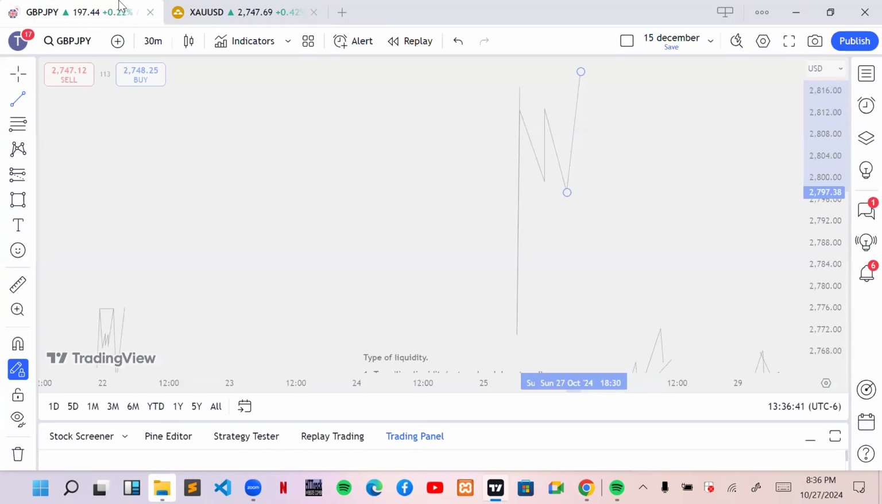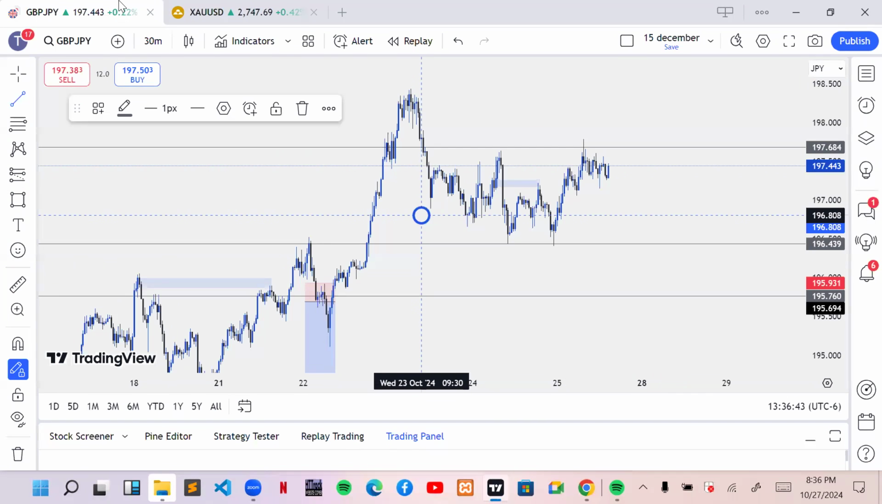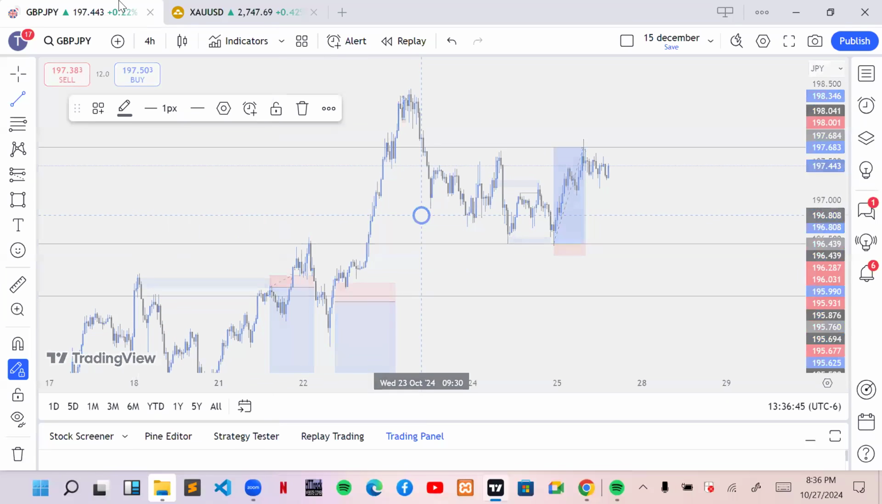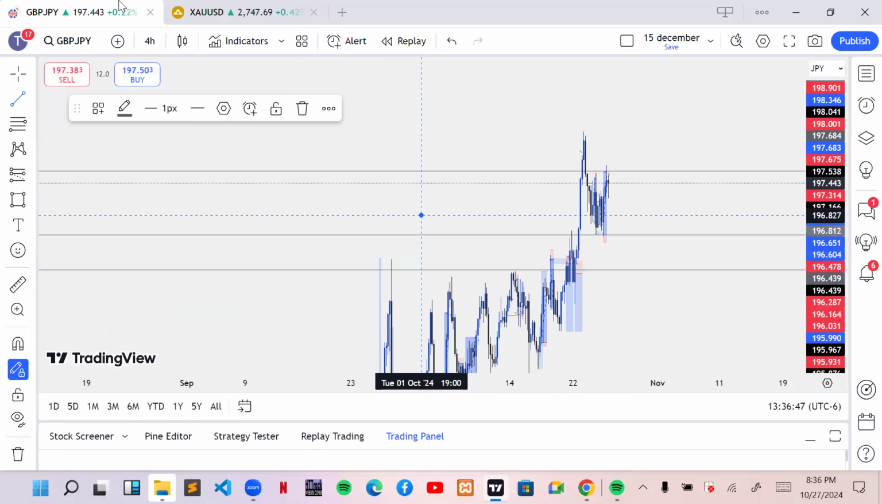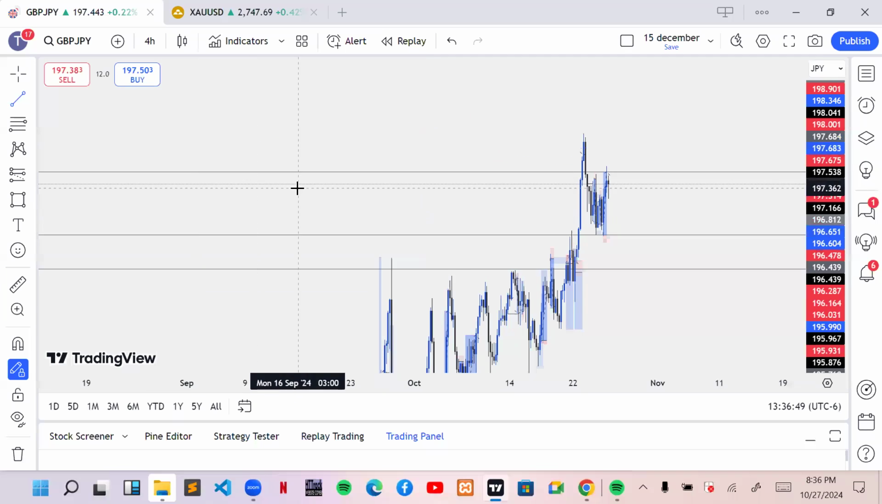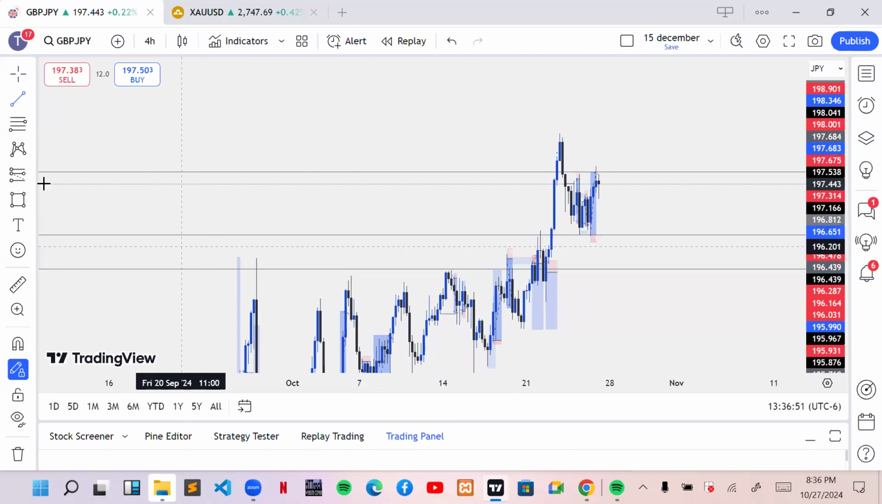It's on the 4 hours time frame on GJ. When price was still here, this was the long wick.